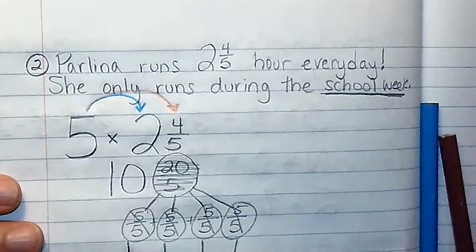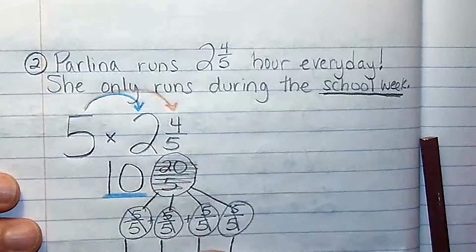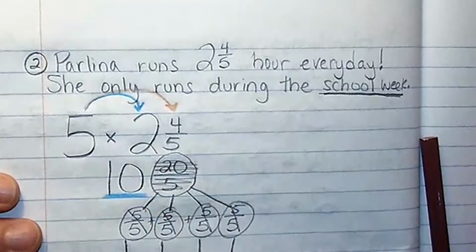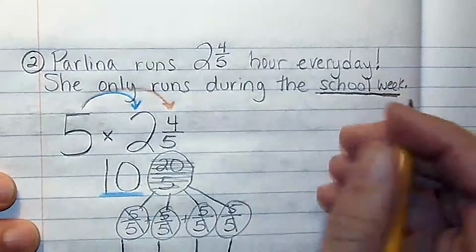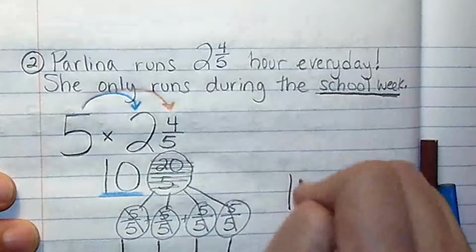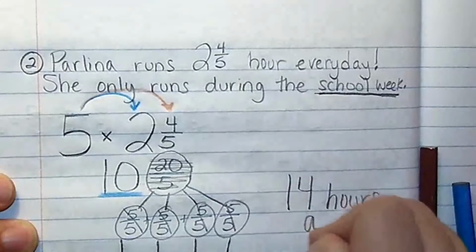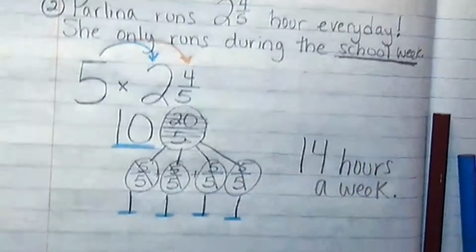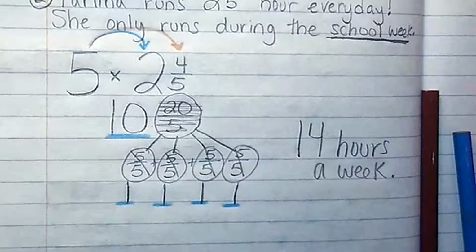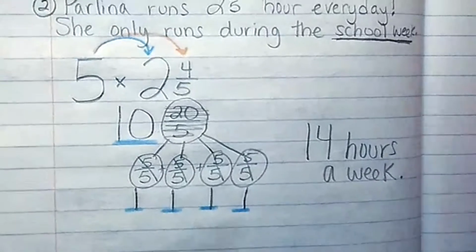So now let me count them up. 10, 11, 12, 13, 14. How many hours does she run every week? She runs for 14 hours a week. It's lots of running, my friend Parlena. All right.